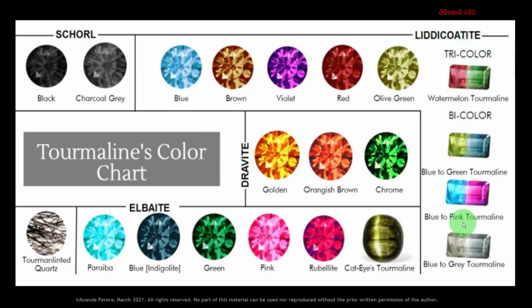Liddicoatite. Liddicoatites are those. Dravites are golden, orangish brown, and chrome. These colors are called under dravite. Tourmalinated quartz is this completely different thing. It is a quartz family stone, but tourmaline needles are inside there as inclusions. That is how the name came. The elbaite group is here. Paraiba, indicolite, blue color is indicolite, green, pink, rubellite, calcite tourmaline. All are elbaite group. So understand, very big group. Tourmaline's color chart is this.